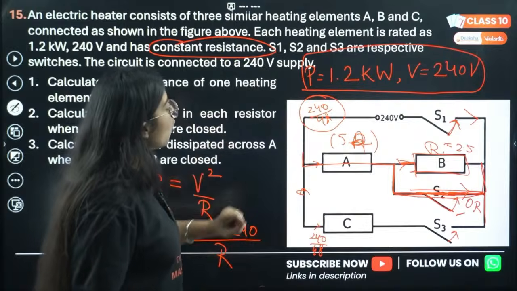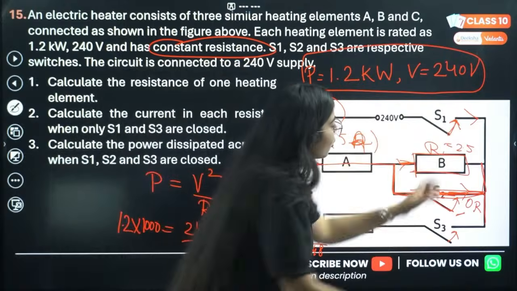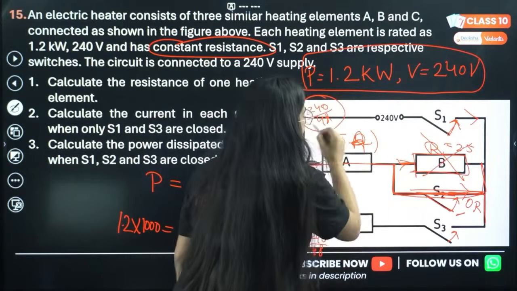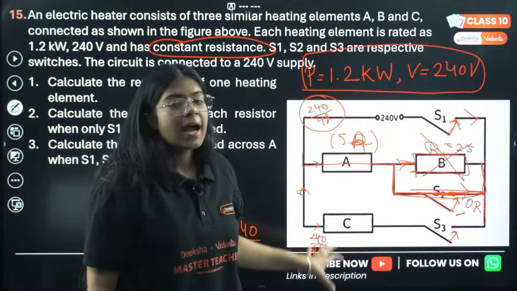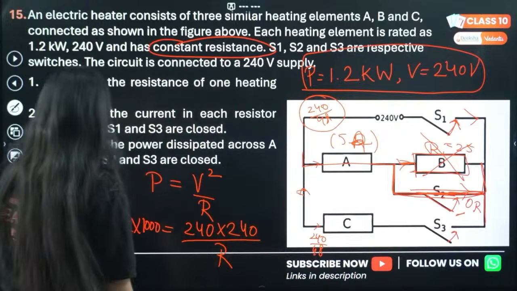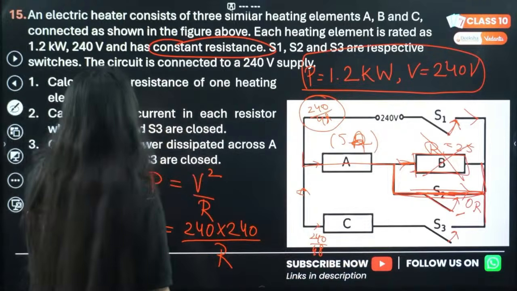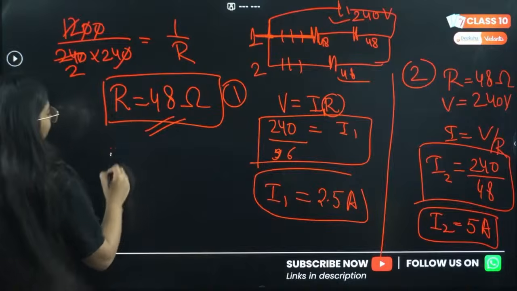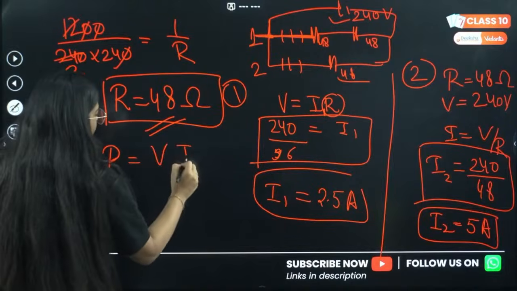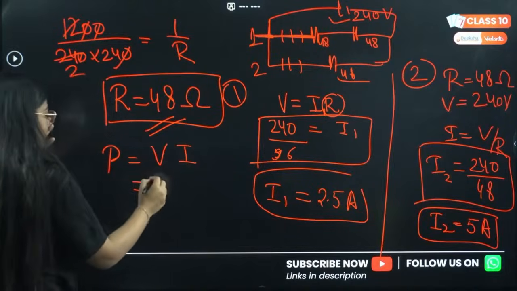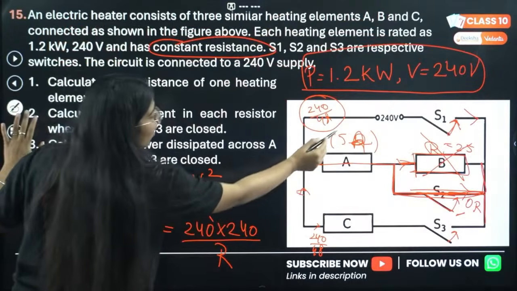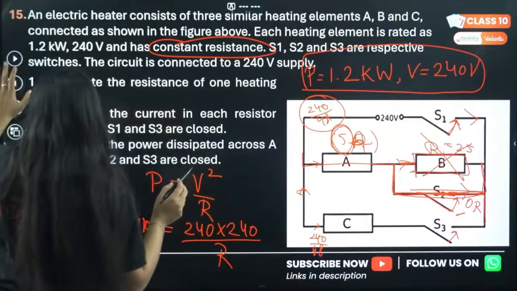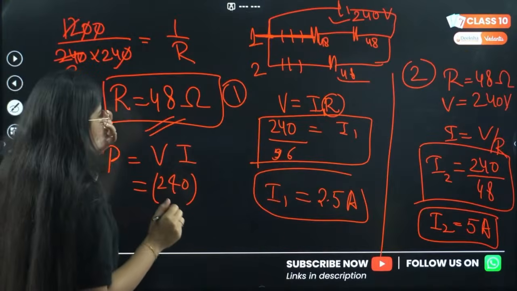Correct? So now the current will not take this path, it will directly go from A and from C. So we need to calculate the power dissipated across A. Now the formula of power is V into I. Correct? The V is 240 volt. Now the I is what? Okay, let me calculate I for you again.